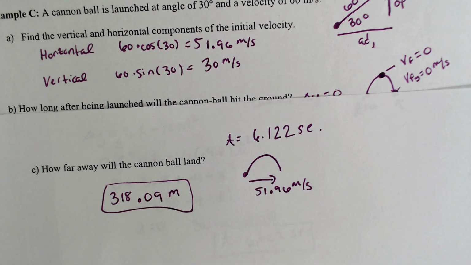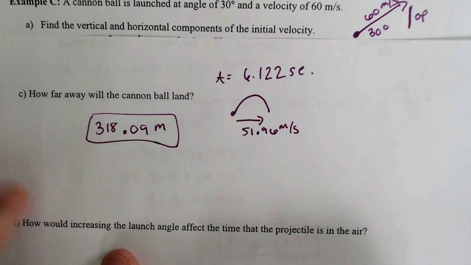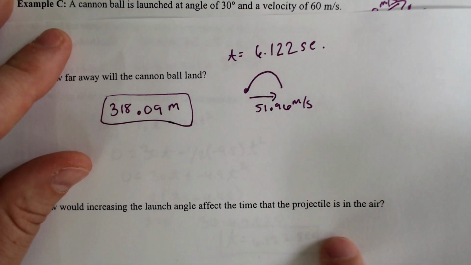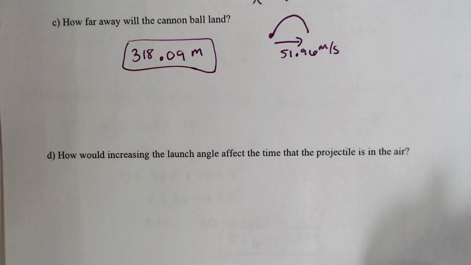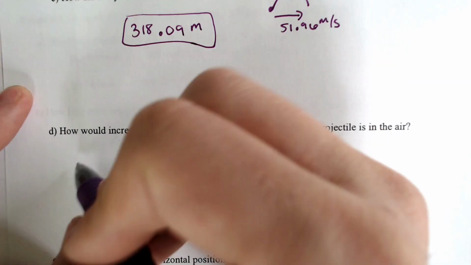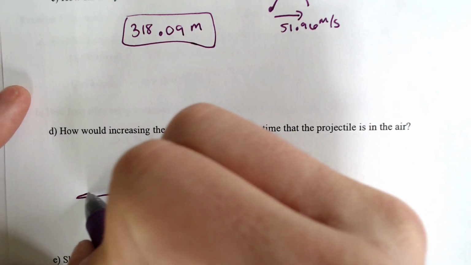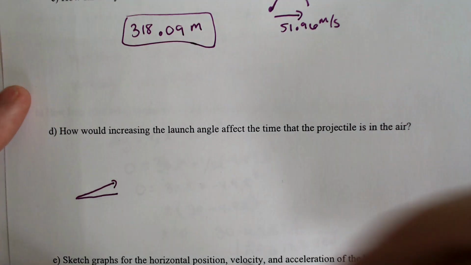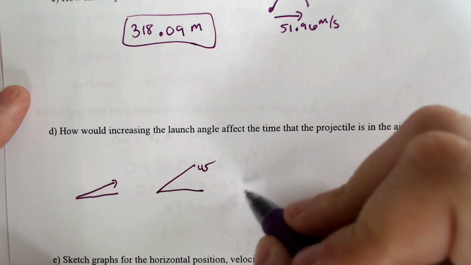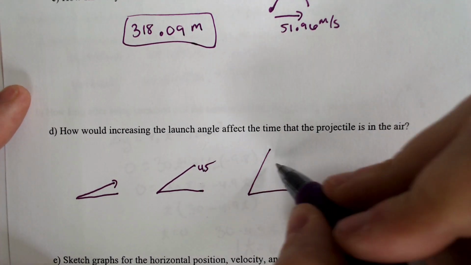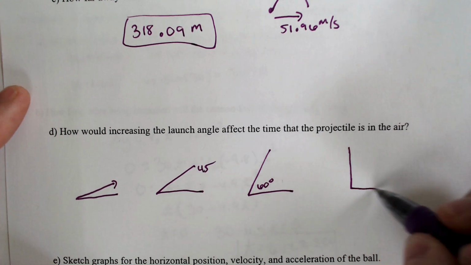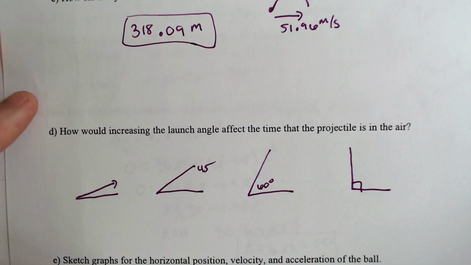All right. How would increasing the launch angle affect the time that the projectile is in the air? And this is an important one. If you increase the angle, so let's say we started with an angle that's really narrow, and then we move it to about 45 degrees, and then to an angle bigger than 45 degrees, like 60 degrees, and then to an angle of exactly 90 degrees, okay?